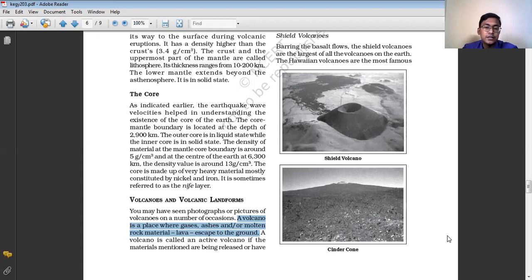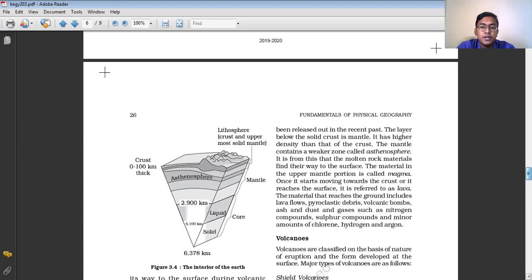So basically, this molten magma which comes out is the underlying rocks, which, because of an increase in temperature, have become liquid. They come out of the Earth's surface in the liquid form, which is known as magma, and when they reach the Earth's surface, it is known as lava. A volcano is called an active volcano if the materials mentioned are being released or have been released in the past.